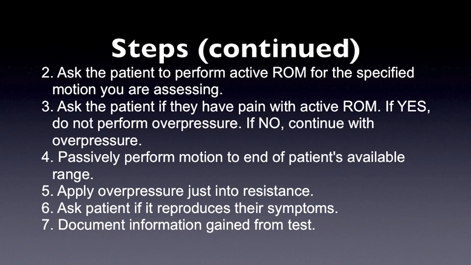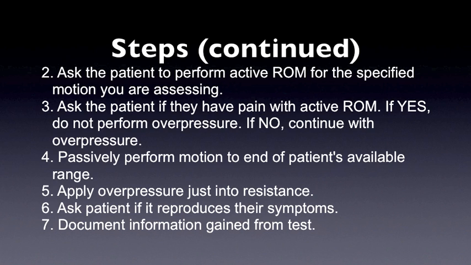Number 2, ask the patient to perform active range of motion for the specified motion you are assessing. Number 3, ask the patient if they have pain with the active range of motion. If they do, do not perform the overpressure. If they don't, continue with the overpressure. Number 4, passively perform motion to the end of the patient's available range. Number 5, apply overpressure just into resistance.